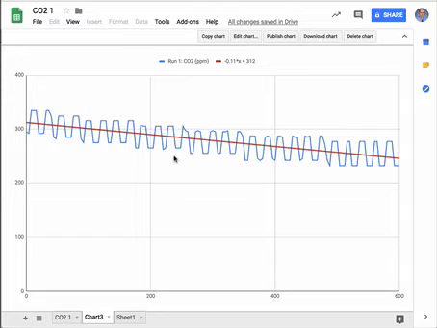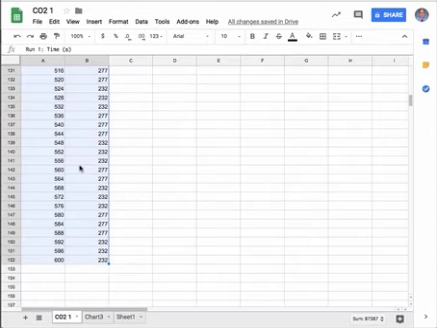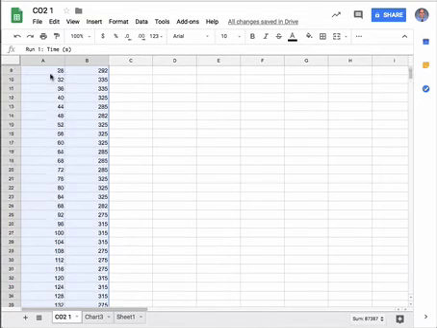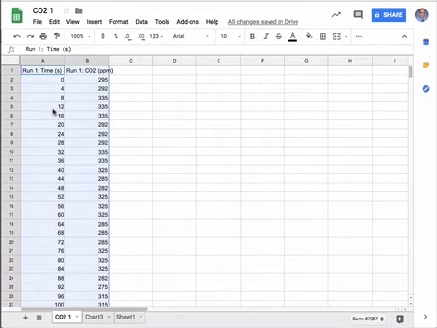Now, this is not complete. If I was going to use this, I would need to put a title on it, label the axes. Haven't done that yet. So one other thing I'm going to show you is how to figure out the slope using the power of the spreadsheet. So this is our time, right? So that's the x-axis. This is the y-axis over here.